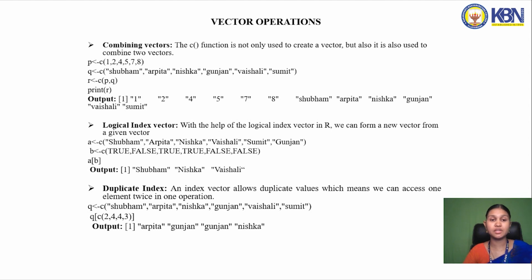And the duplicate index. In vector operations, you have another advantage: if you give duplicate values, they will also be accepted. If you are giving only one value, you need not use c, but if you are giving multiple values, then you have to mention the c value.